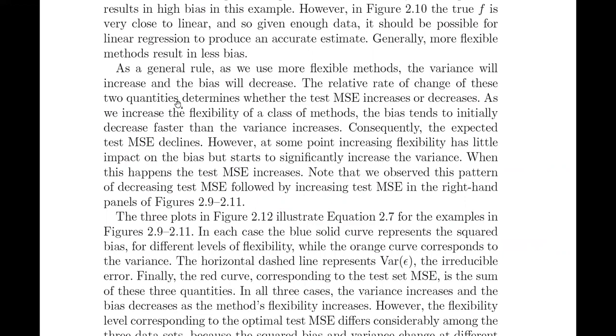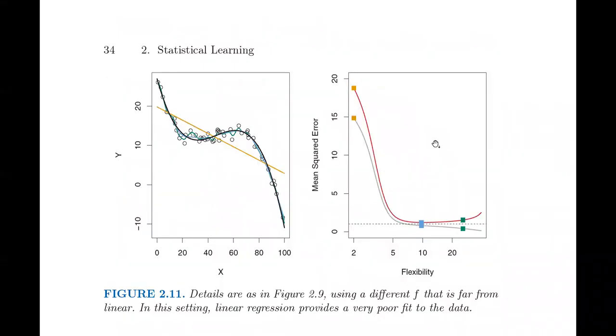The relative rate of change of these two quantities determines whether the test MSE increases or decreases. As we increase the flexibility of a class of methods, the bias tends to initially decrease faster than the variance increases. Consequently, the expected test MSE declines. However, at some point, increasing flexibility has little impact on the bias, but starts to significantly increase the variance. When this happens, the test MSE increases. Note that we observe this pattern of decreasing test MSE followed by increasing test MSE in the right-hand panels, all these.